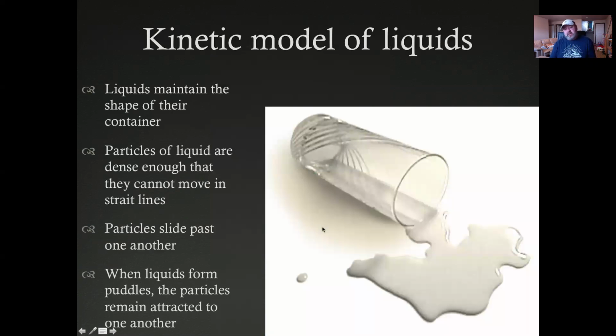One other thing that's important to note is that they tend to puddle together because there's an attraction towards the particles that make up the liquids. Like if we're talking about water, the water molecules have an attraction towards one another, so they tend to create pools rather than just laying out on surfaces in a thin layer.